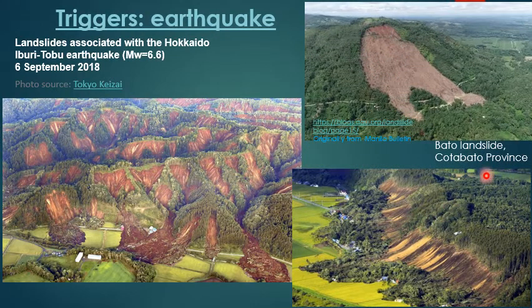The Batu landslide in Cotabato province is an earth flow, and probably the materials at that time prior to the earthquake were already saturated by rainfall, and therefore it was easier to dislodge the soil materials in this ridge because they are already weak and saturated with water.